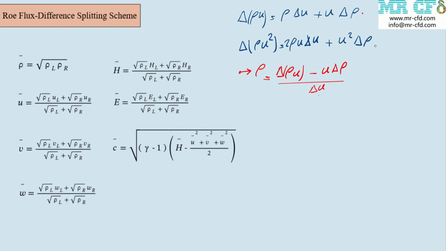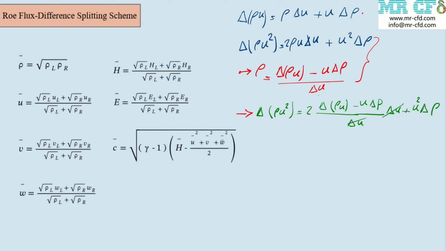Now, we can replace this relation in our earlier expression. Delta ρu squared equals 2u delta ρu minus u delta ρ, divided by delta u, times delta u, plus u squared delta ρ. In the first term, the delta u cancels out. Each delta can be replaced with the difference between the right and left cell values. Thus, delta ρu squared can be written as ρR uR squared minus ρL uL squared equals 2.